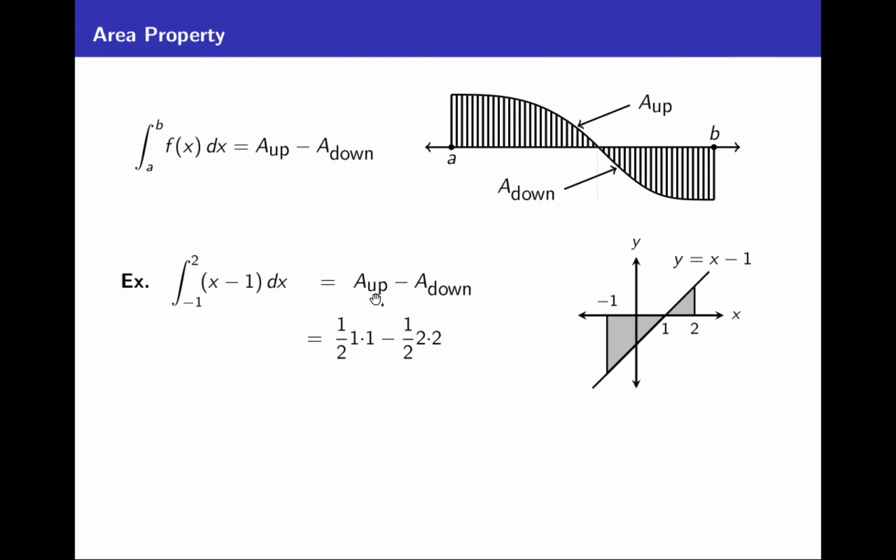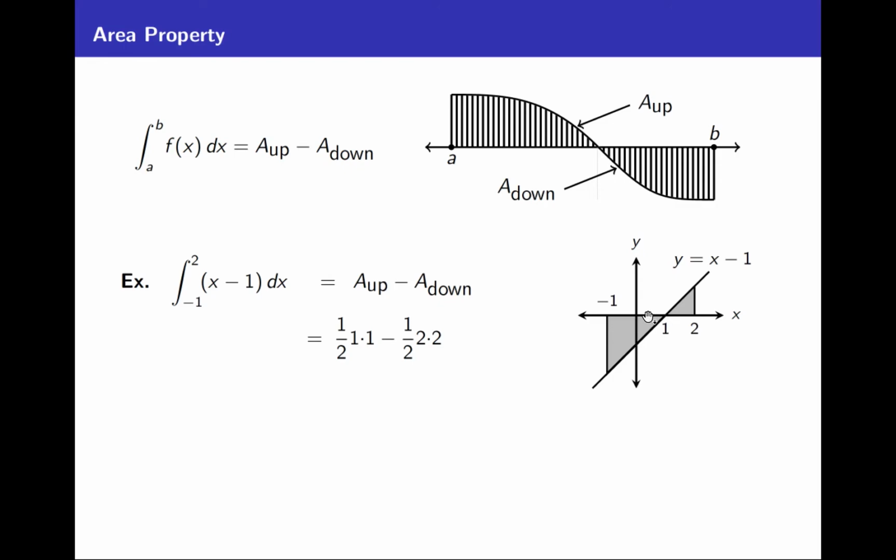So we could compute A up and also A down as 1/2 base times height for these two triangles. So the A up part, we're talking about this triangle above, that's up above the x-axis. Its base is 1, its height is 1, so its area is 1/2 times 1 times 1. That's A up. Then you have minus the A down.